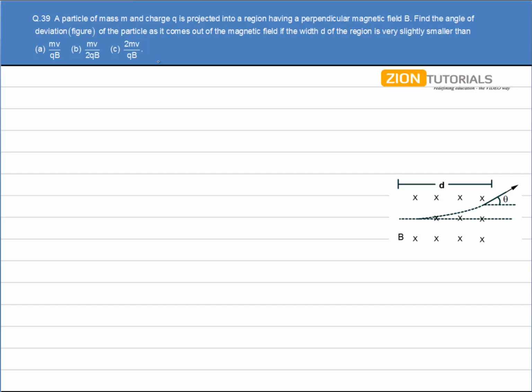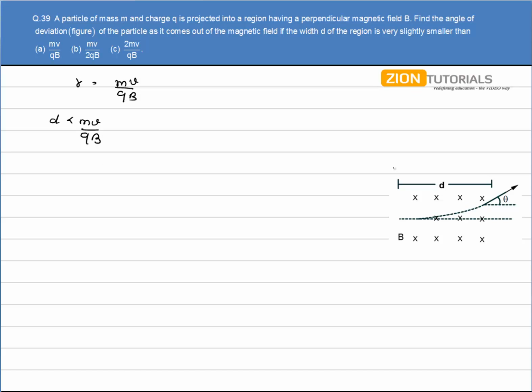Now first of all, let me tell you that if a particle is projected with a velocity v in a magnetic field, then the radius of its circle will be given by mv by qB. Now first thing, if the width d is slightly smaller than mv by qB, then what will happen?